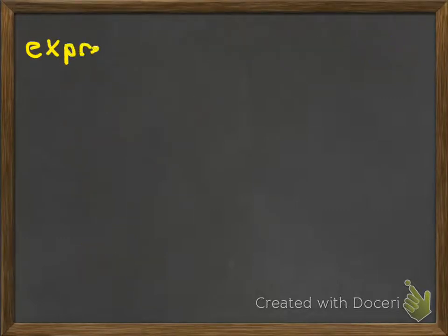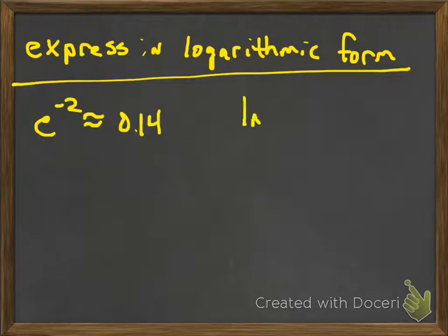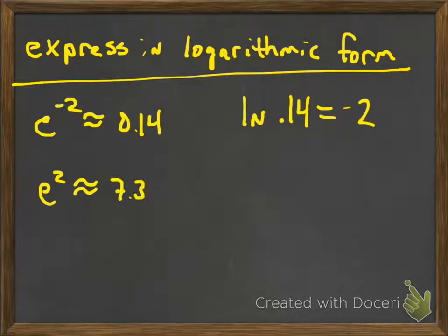Let's go the other way and express in logarithmic form. We have it in exponential form: e to the negative 2 is approximately equal to 0.14. That means ln of 0.14 is equal to negative 2. Notice I don't have to put the e because the ln is saying log base e. Likewise, e to the 2 is equal to 7.39, so the natural log of 7.39 is approximately equal to 2.